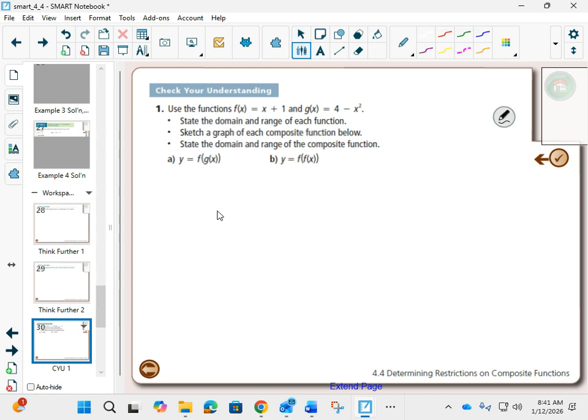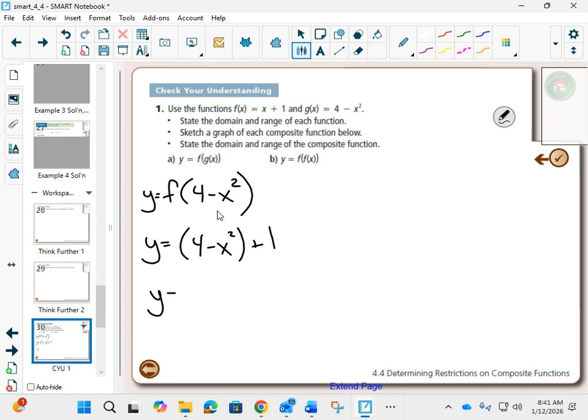So the strategy that we're going to use a lot for composition of functions is actually finding the explicit equation. So if I have y equals f of g of x, well, I know that g of x was 4 minus x squared. And then f, what does f do? Whatever you plug in, you add 1. So if I plugged in 4 minus x squared and added 1, my final equation is negative x squared plus 5.